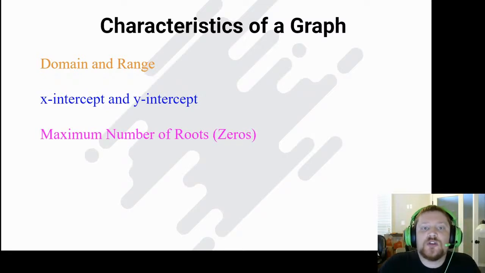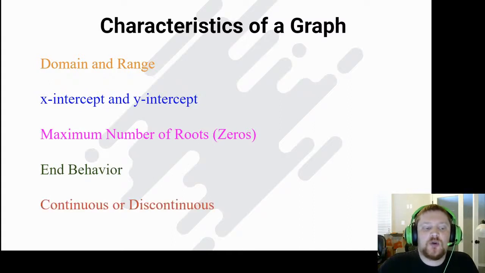We're also going to talk about the maximum number of roots that a graph can have. Your roots are the same thing as your zeros, so it's whenever the f of x yields a zero result. We'll talk about that here in a minute. We're also going to look at the end behaviors of all of the different parent functions, and then we're going to talk about whether or not these graphs are continuous or if they're discontinuous.